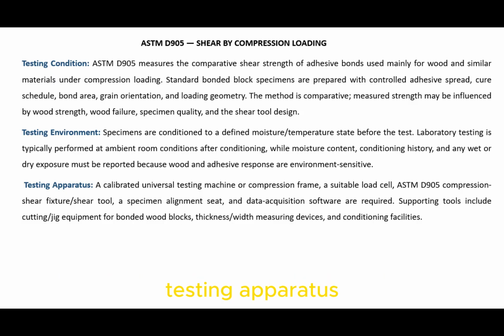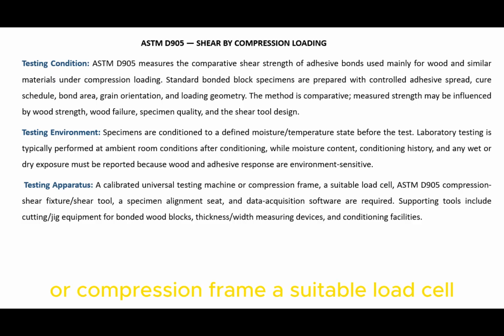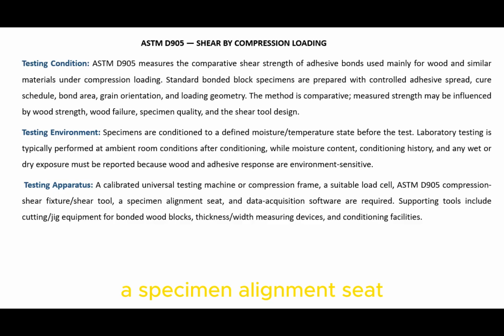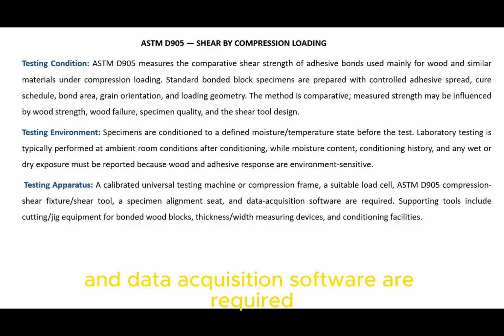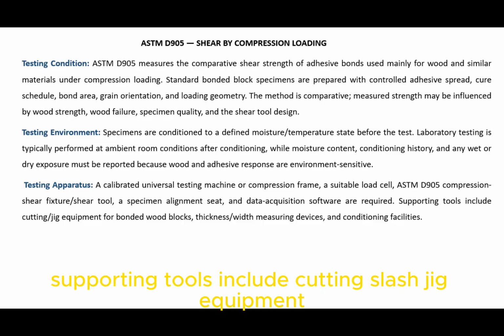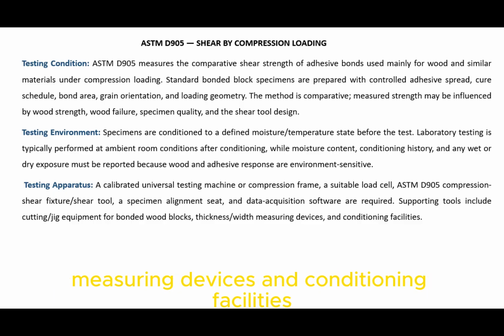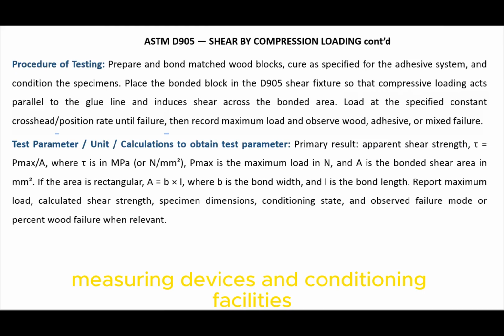Testing apparatus. A calibrated universal testing machine or compression frame, a suitable load cell, ASTM D905 compression shear fixture/shear tool, a specimen alignment seat, and data acquisition software are required. Supporting tools include cutting/jig equipment for bonded wood blocks, thickness/width measuring devices, and conditioning facilities.